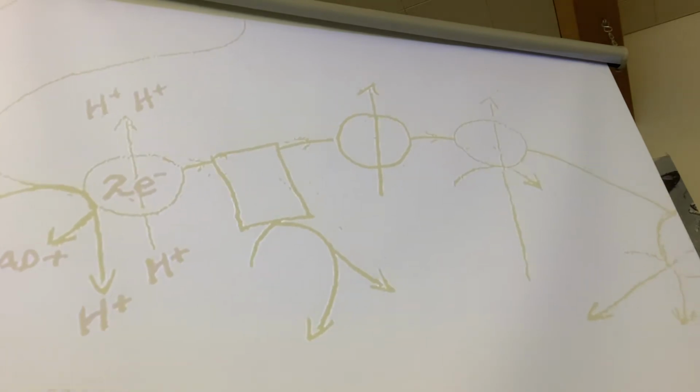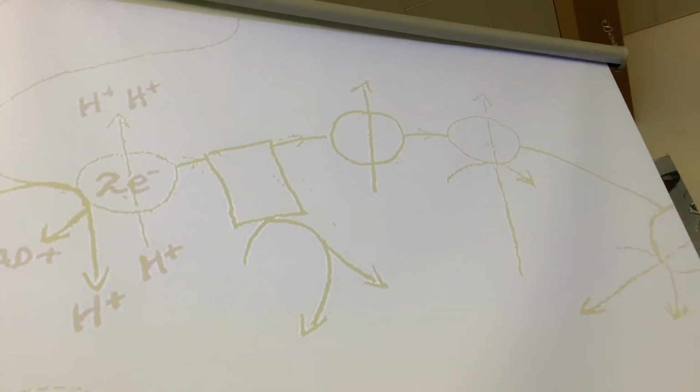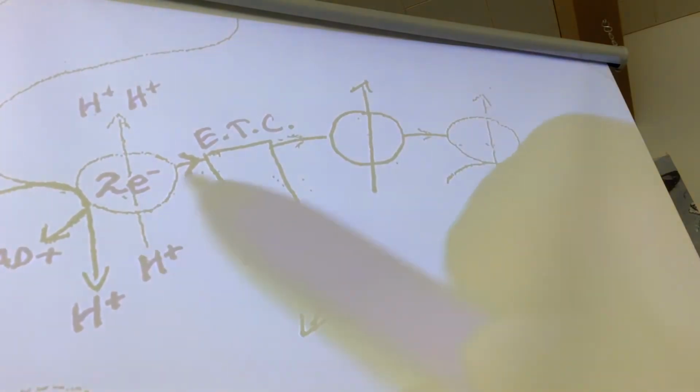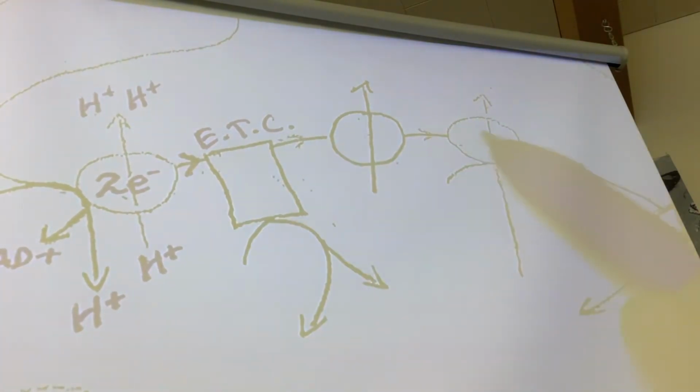Now, these electrons, yes? Can you write the 2 protons as just 2H+? You could if you want, but I want to make it look crowded. So, these 2 electrons are going to move down the electron transport chain, or ETC. This is just the chain of proteins that we're looking at here.